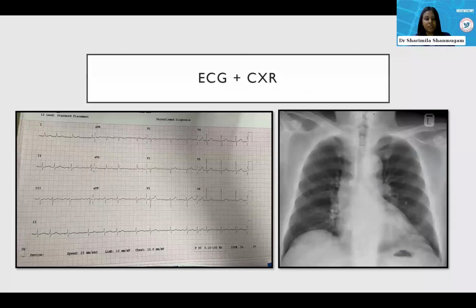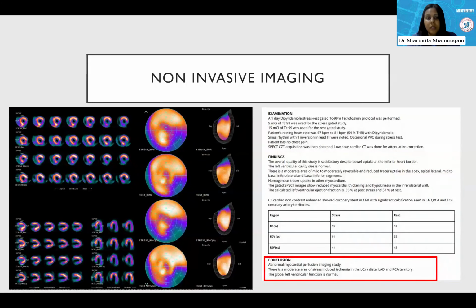So this is an ECG, as you can see, atrial fibrillation. Yeah. And this is her chest X-ray, cardiomegaly. In her case, she had a previous angioplasty to the left anterior descending. Troponin was negative. Yeah. So we thought we would offer her non-invasive imaging.